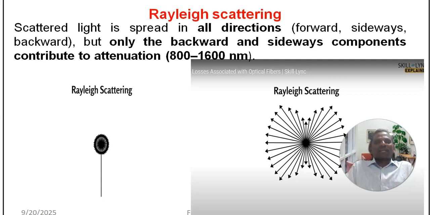Rayleigh scattering spreads in all directions, forward, sideward and backward, but only the backward and sideward components contribute to attenuation. Here Rayleigh scattering will be in the range of 800 to 1600 nanometers. So generally we will be using light in this range. So this is Rayleigh scattering, which disperses the light in all directions.